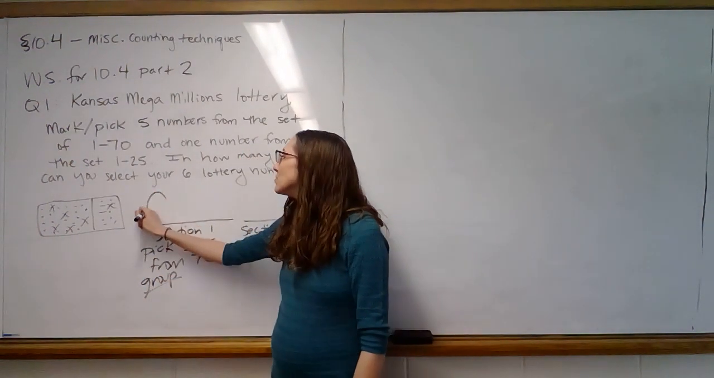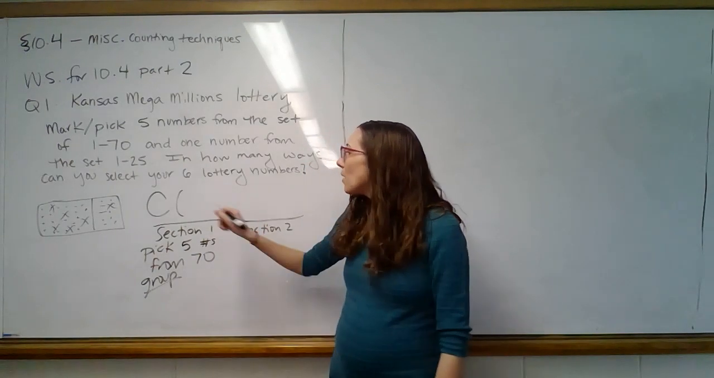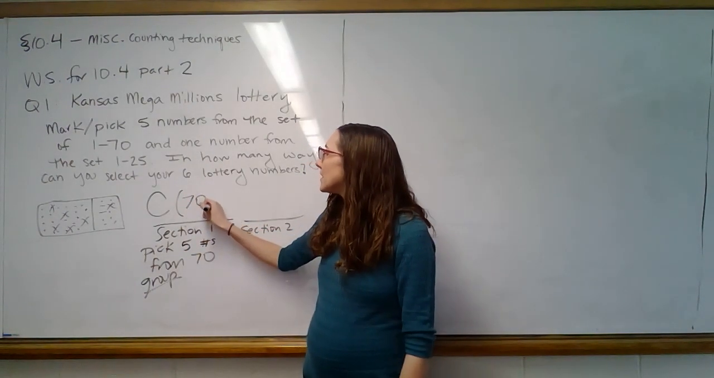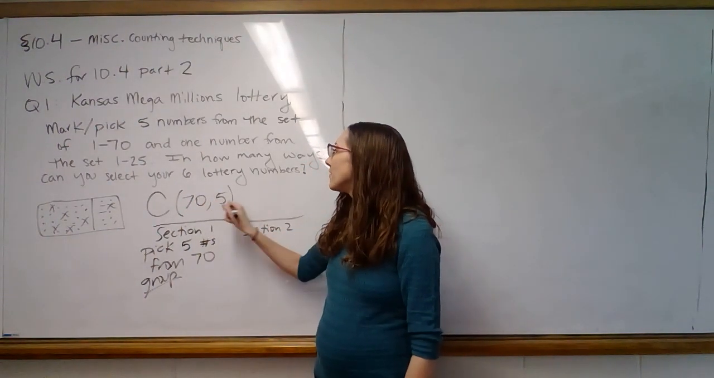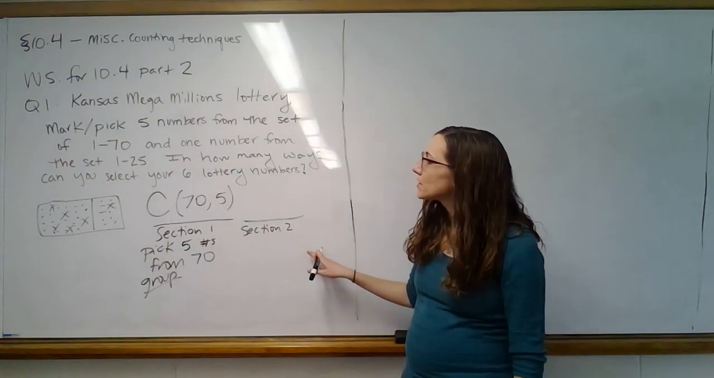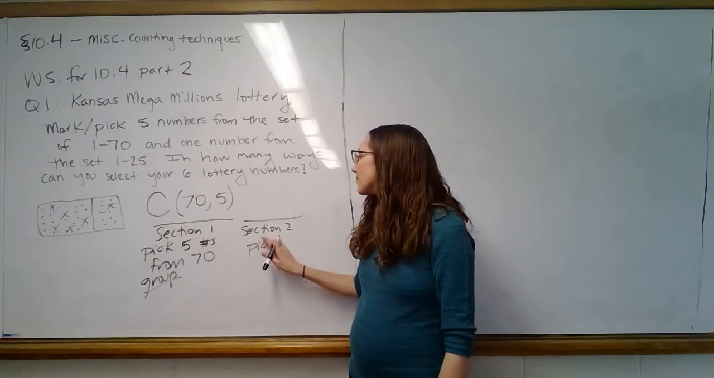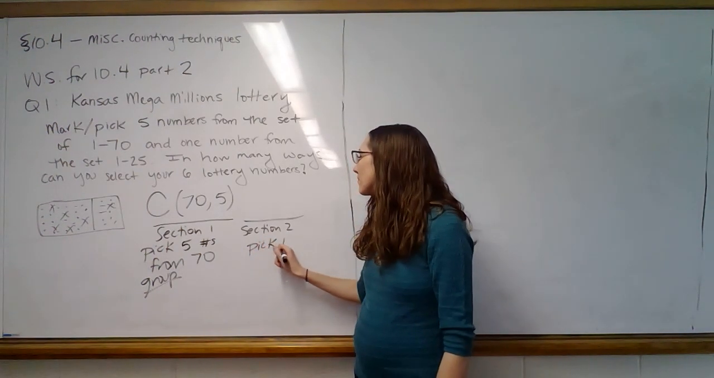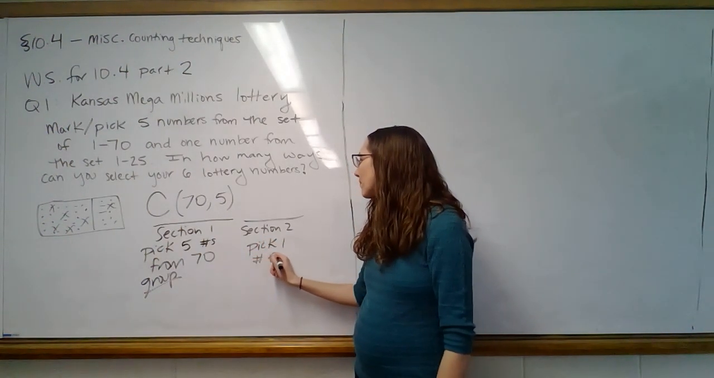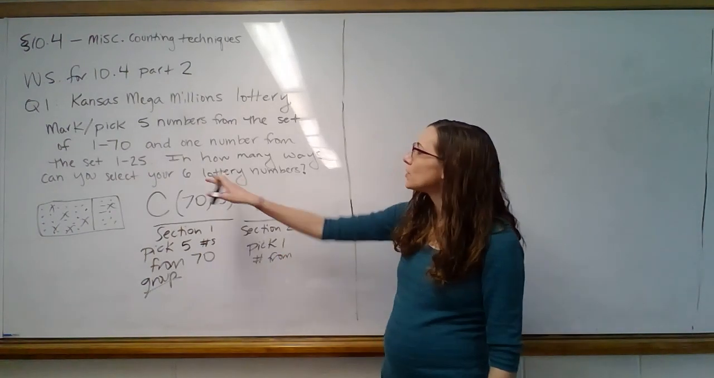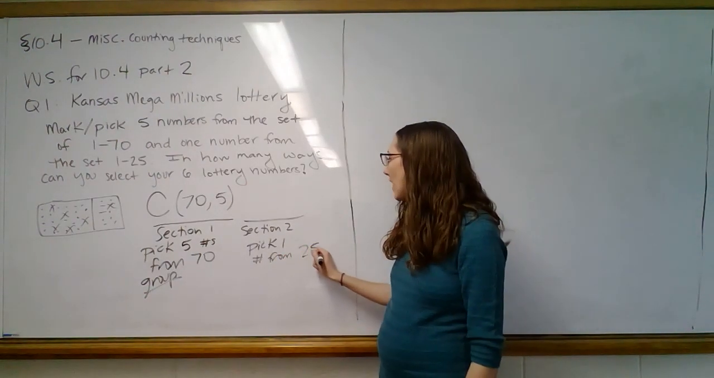So that means use a combination. So a combination from 70 things, choose 5 things. Now for section 2, all I need to do is pick 1 thing from, well, we have the numbers 1 through 25, so 25 things.